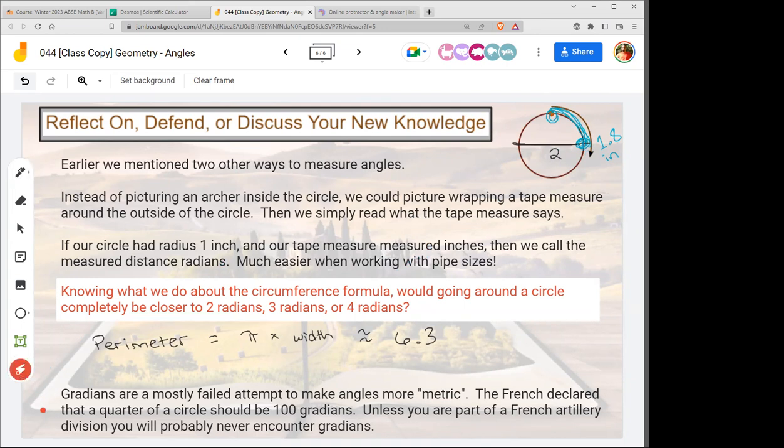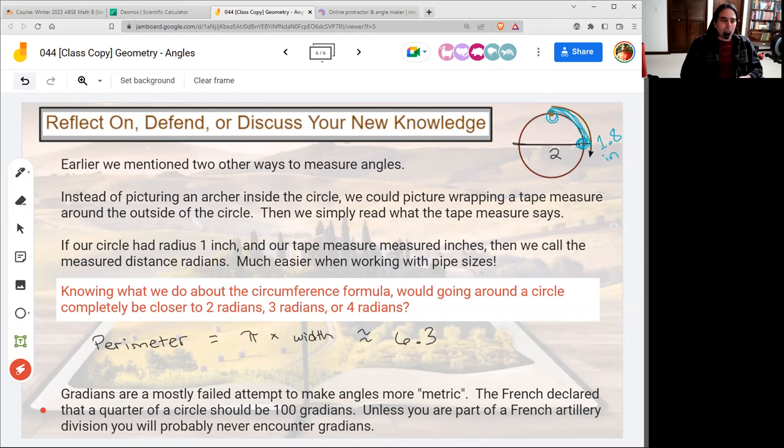Yeah. So people that do this kind of thing, working with pipes, they don't want to try and stare at the pipe longwise, like down the barrel of a gun, and try and think about angles with degrees. They want to just wrap their tape measure around the end. And if it says 1.8, then that's what they use as an angle. So that's how radians are defined. All the way around a circle is about 6.3.